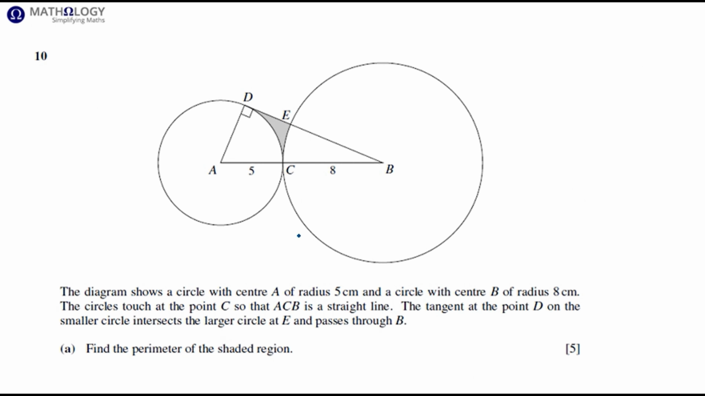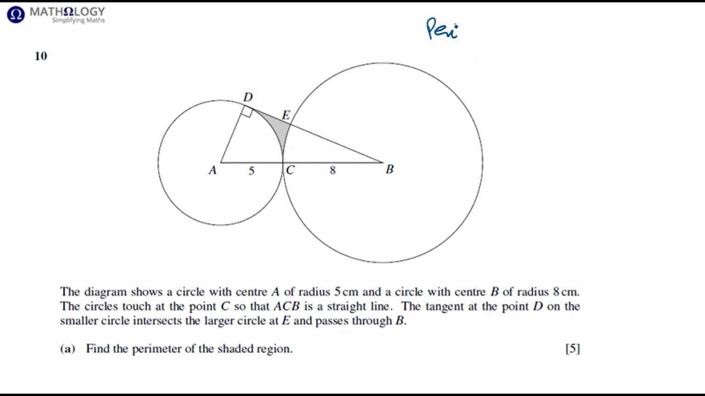Diagram shows a circle, center A, and radius 5 centimeters, and a larger circle, center B, with radius 8 centimeters. The circles touch each other at point C, such that ACB is a straight line. The tangent at D in the smaller circle intersects the larger circle at E and passes through the center of the larger circle, B. We're required to find the perimeter of the shaded region.